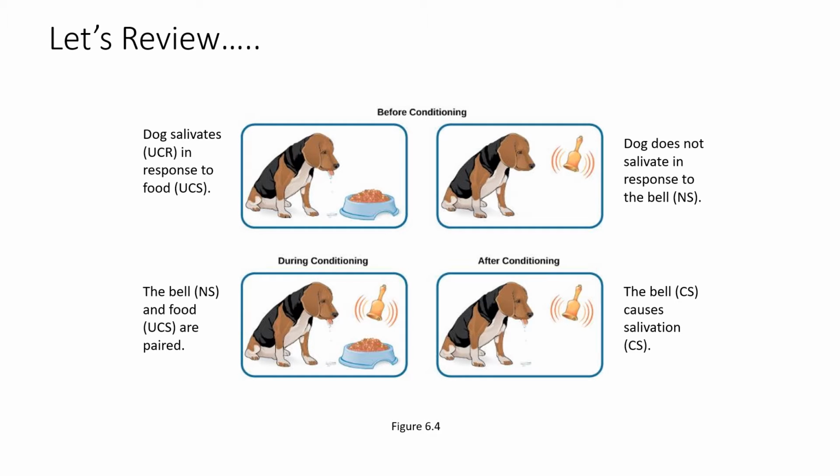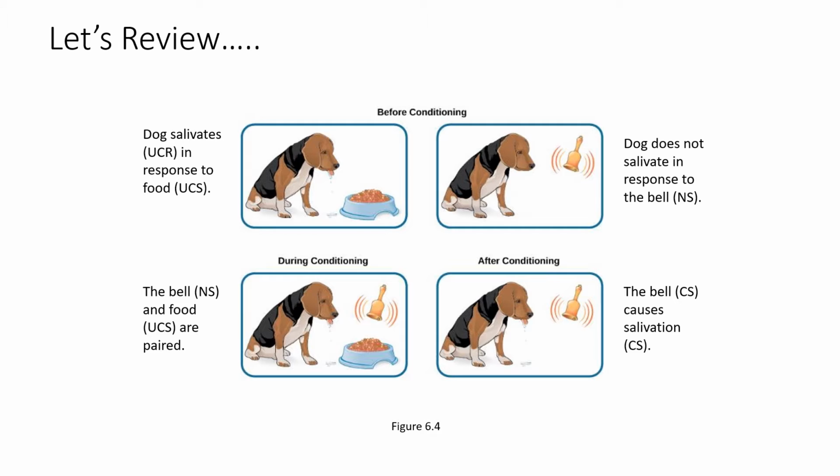So here's our example that we looked at just a little while ago. We have a dog that is salivating in response to food. So the food is going to be an unconditioned stimulus. It's naturally causing a response of salivation, right? So no learning is required. This is just a natural part of digestion, and no learning has to happen at all.